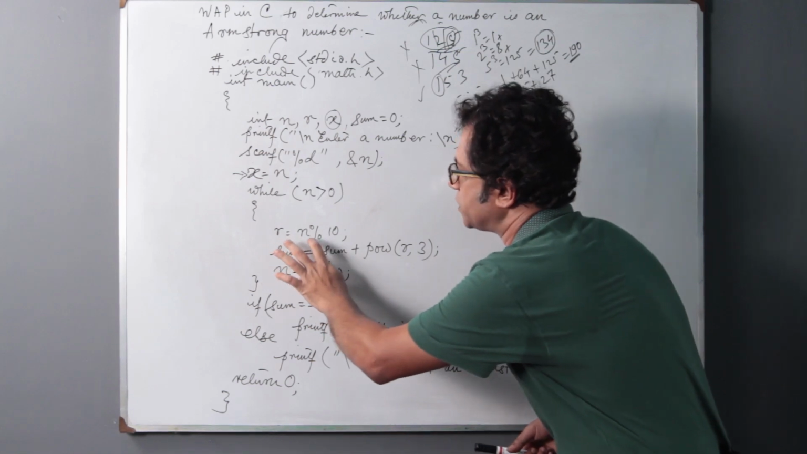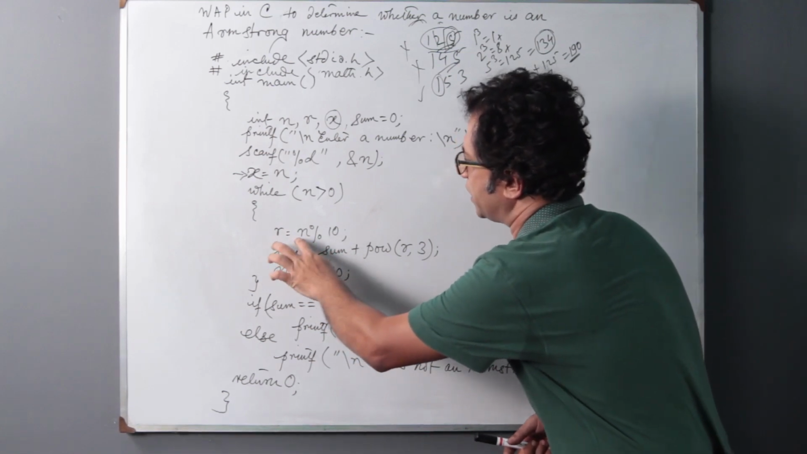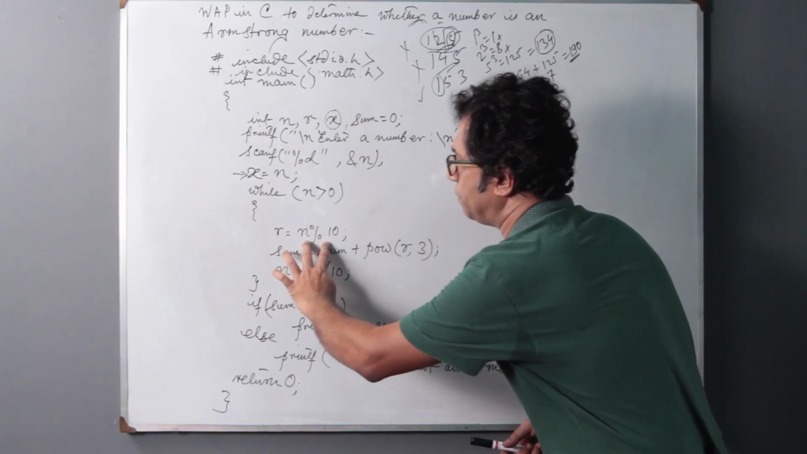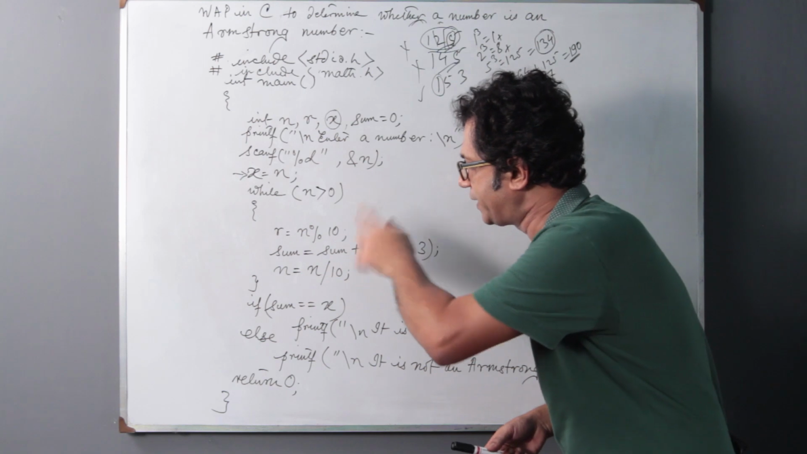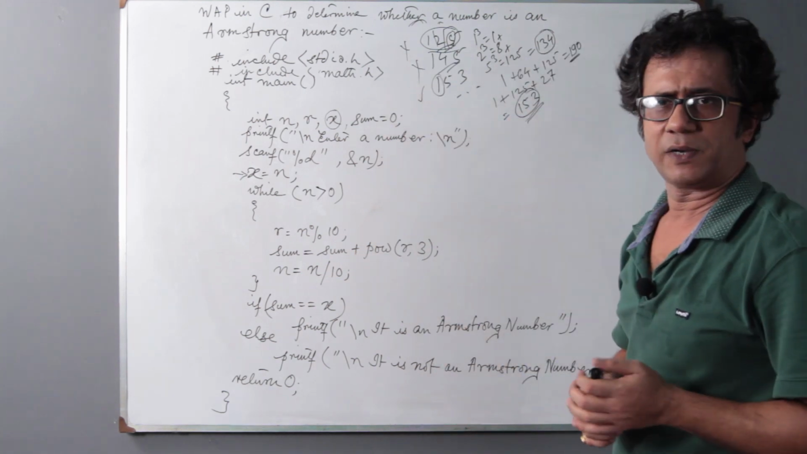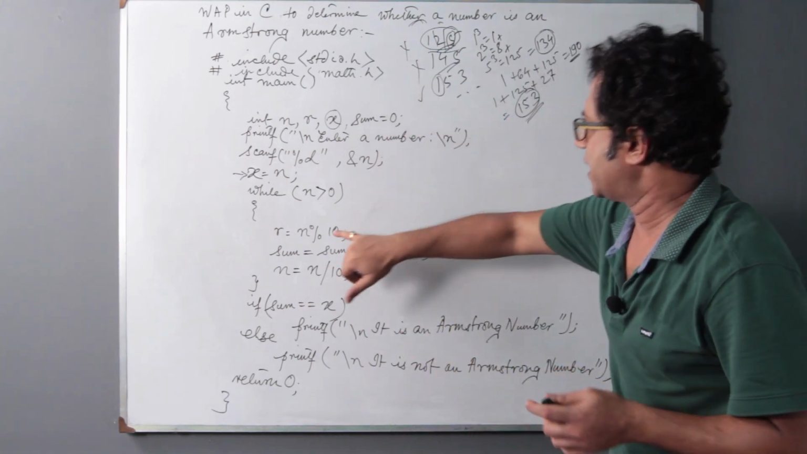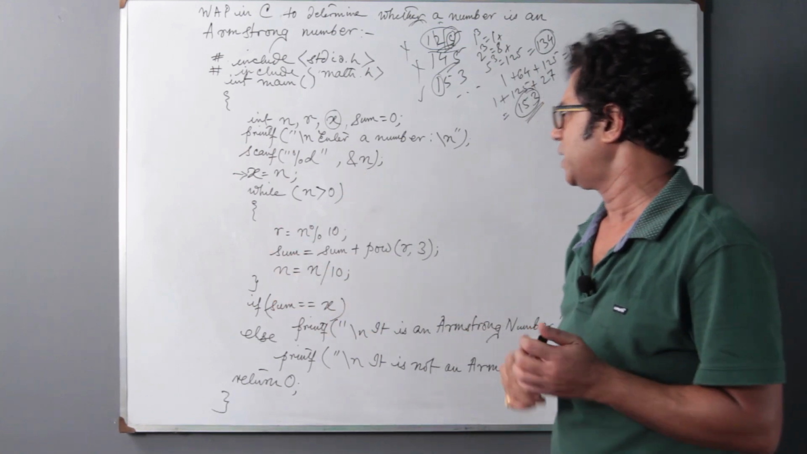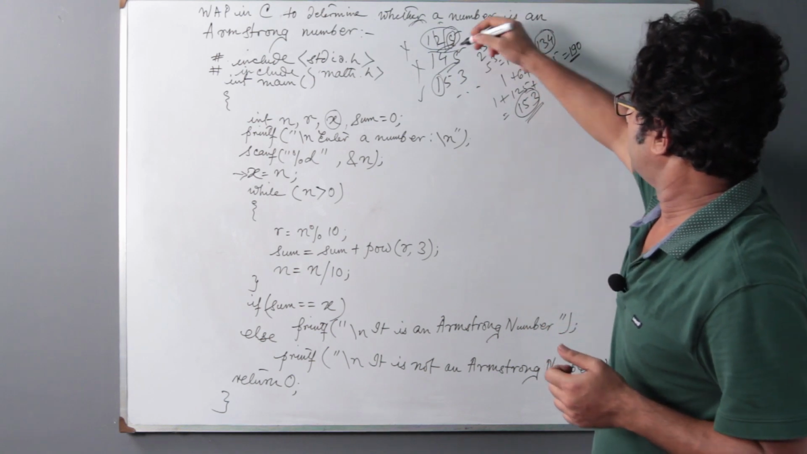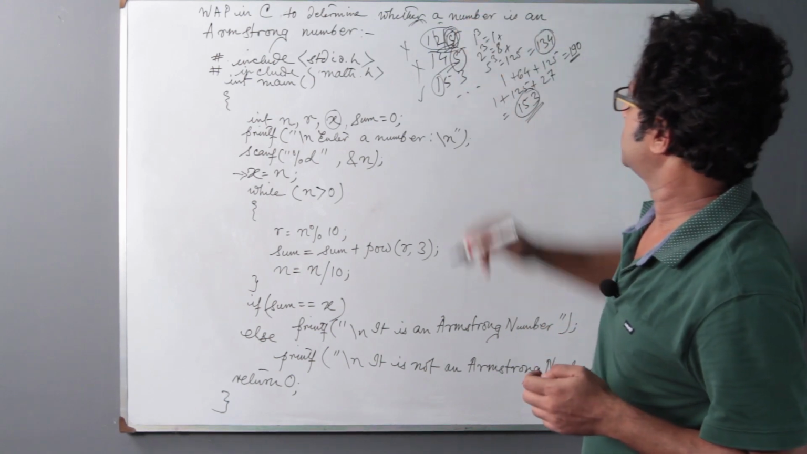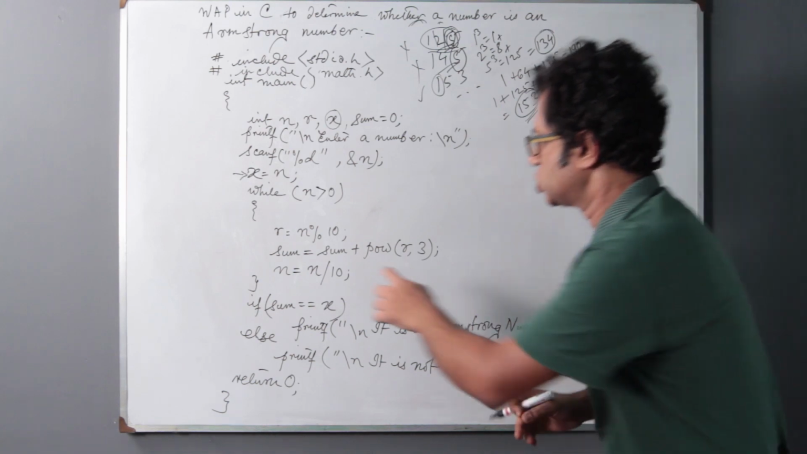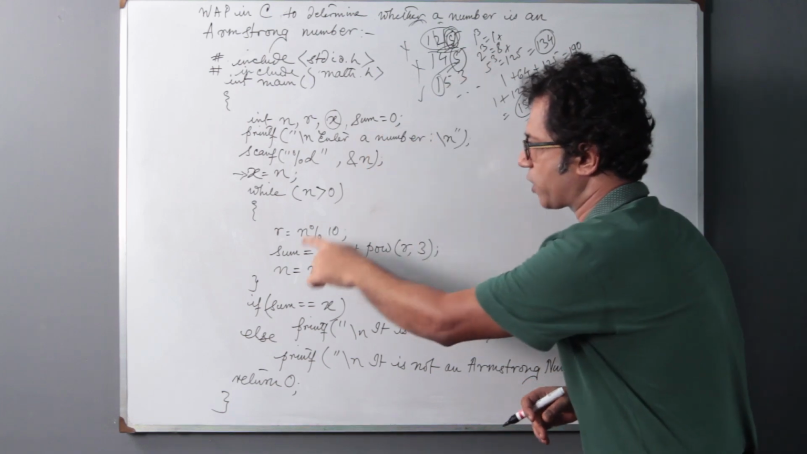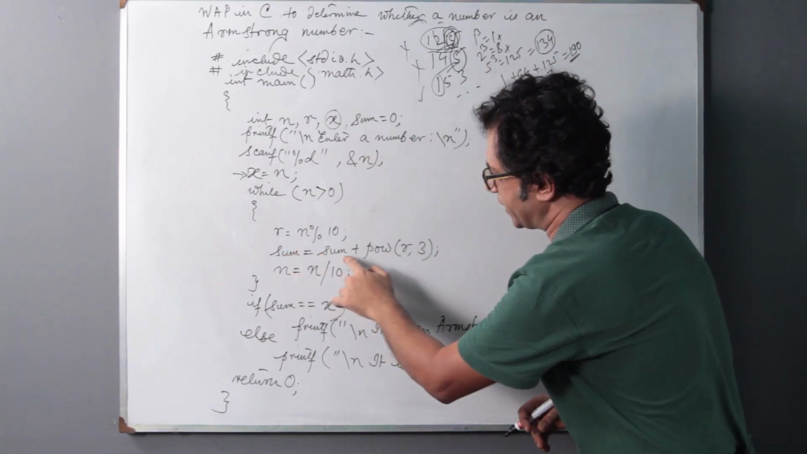So r is equal to n%10 means r is assigned a value which is nothing but the remainder of the number when divided by 10, because we are dealing with decimal numbers, so 10 will be our radix. Whatever is the remainder will be stored in r, and that will help us take the last digit, that is the unit place digit. Sum has an original value of 0 which was initialized beforehand. The sum will then be updated by this calculation.